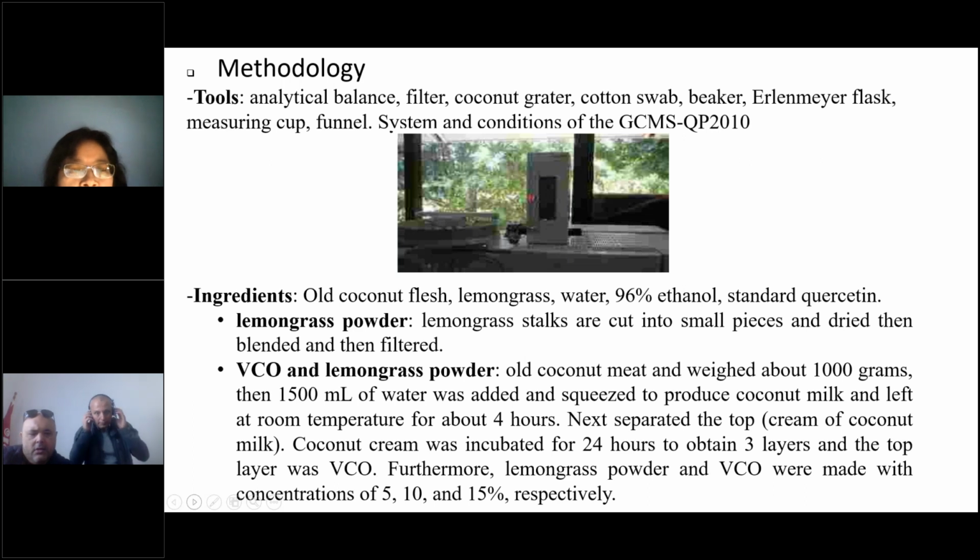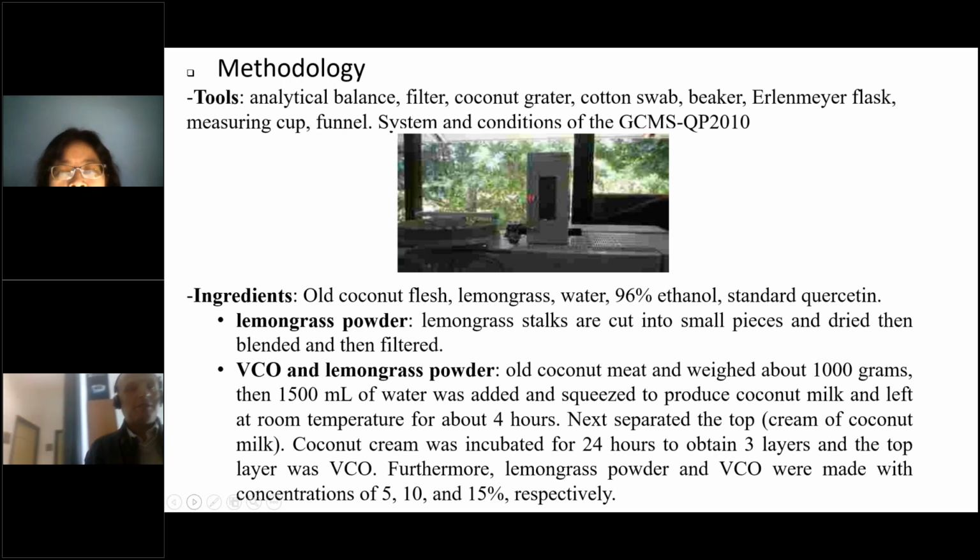For virgin coconut oil, coconut meat weighing about 1,000 grams, then 1,500 milliliters of water was added and squeezed to produce coconut milk, and left at room temperature for about 4 hours. Next, we separate the top, which we call the cream of coconut milk. Coconut cream was incubated for 24 hours to obtain 3 layers, and the top layer was virgin coconut oil.